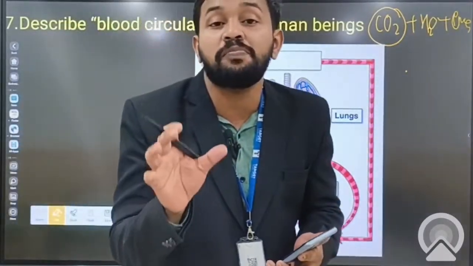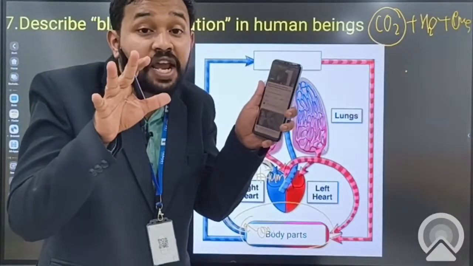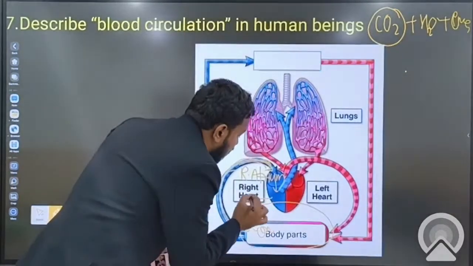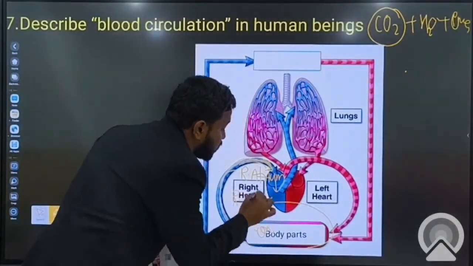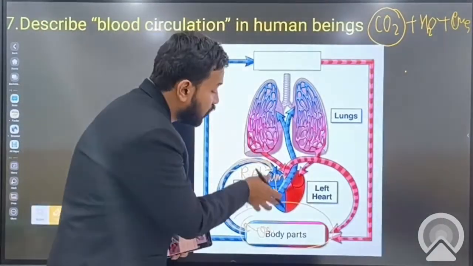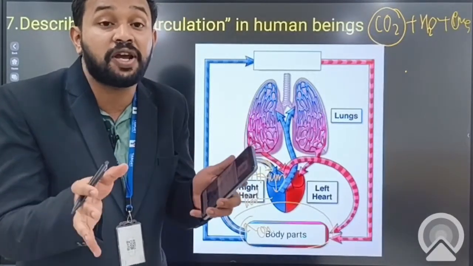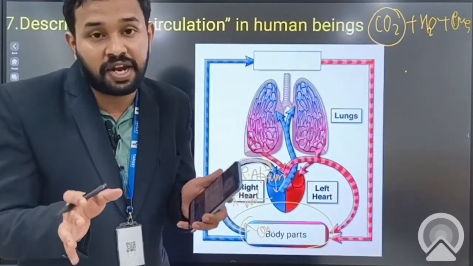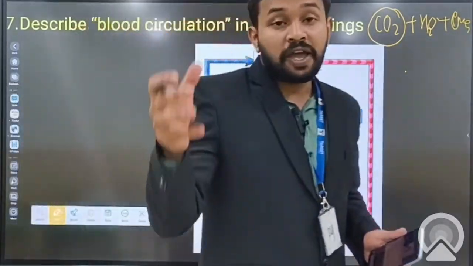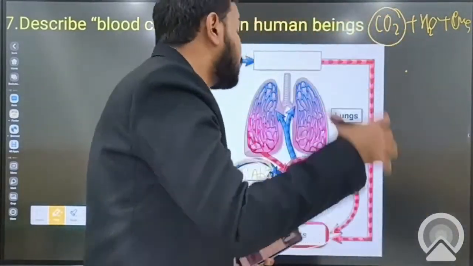When the right atrium becomes filled, the walls of the right atrium contract. Then the blood flows into the right ventricle. The right ventricle becomes filled with deoxygenated blood, because we are collecting the blood from various body parts. Then the CO2 is dissolved in this blood, and the blood is called deoxygenated blood.